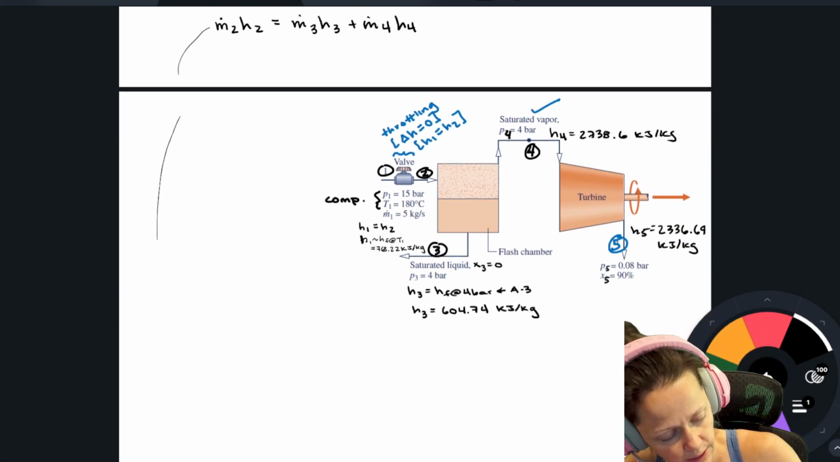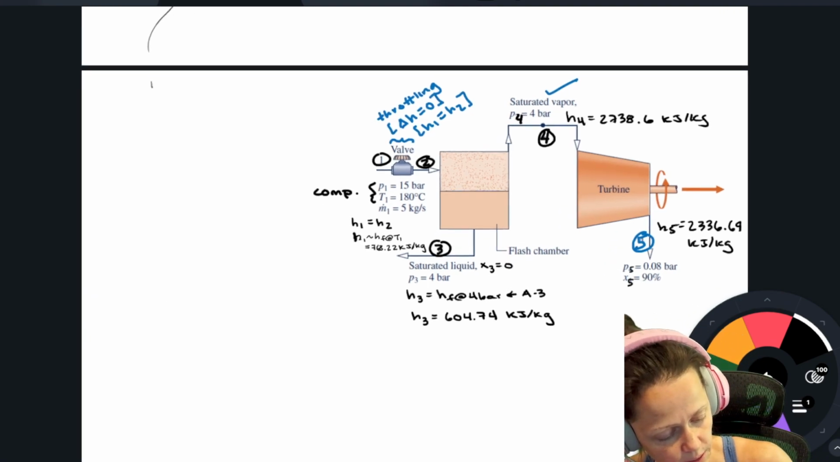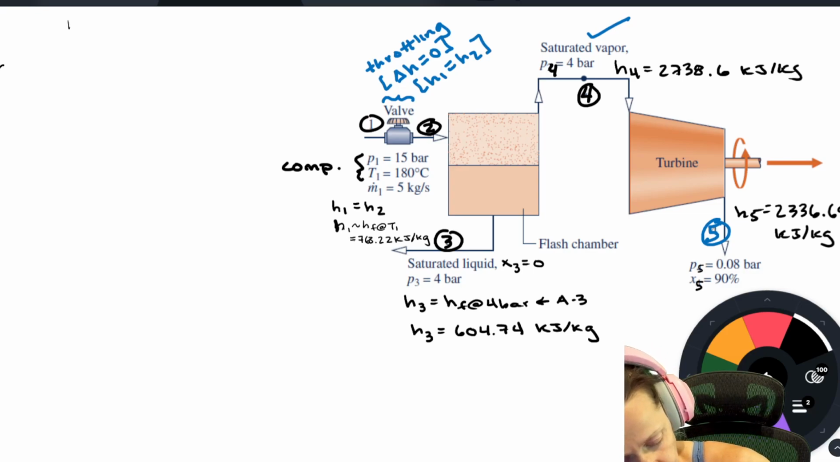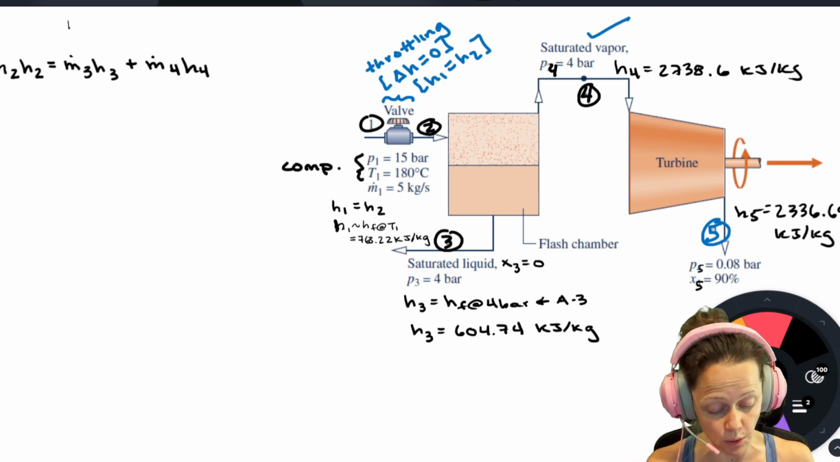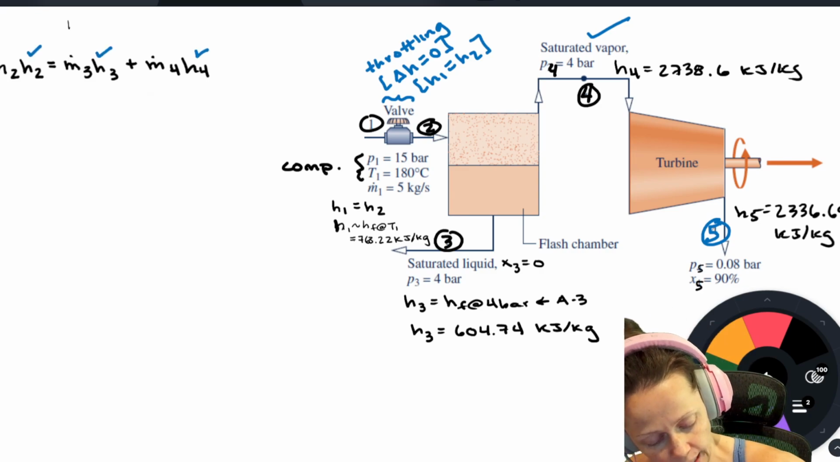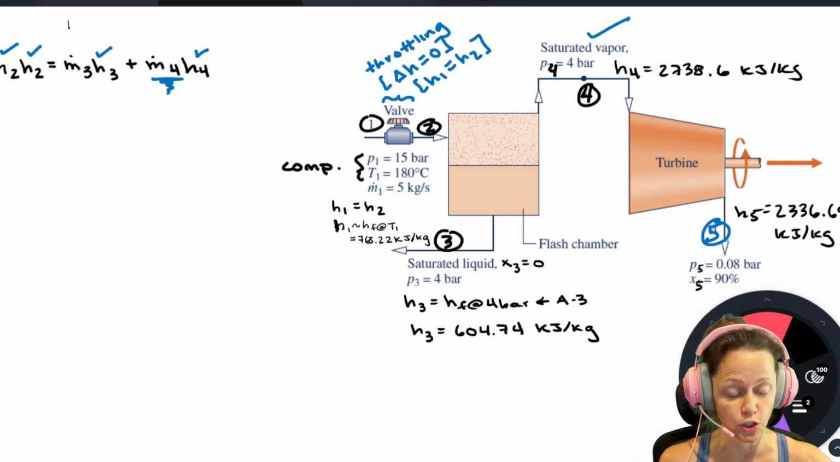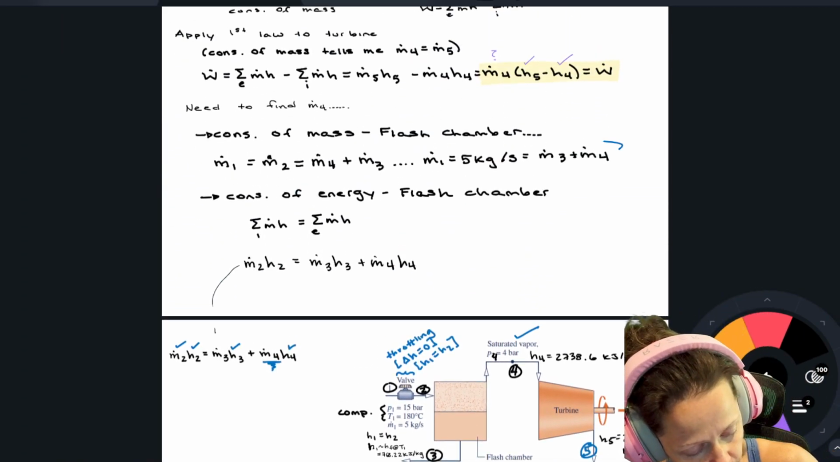Bring this down here so I can have it there. So I've got m dot 2 h2 is equal to m dot 3 h3 plus m dot 4 h4. If I'm keeping track of what I know now, I know h2, h3, h4. I know m dot 2. m dot 4 was the thing that I needed to calculate the turbine power output. I don't know m dot 3. However, I do have my conservation of mass, and that's my other equation that I'm going to use.